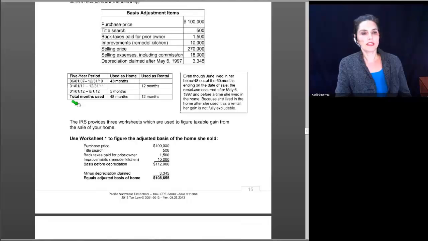So then we look over at this table to see how all of the days of use are going to work out and when the days of use are. You can see here that she lives in the home from June 1st, 2007 through December 31, 2010, a total of 43 months. She then moves out for 12 months, and then she moves back in for 5 months. So you can see that the total months used is 48 months, and the total months of rental is 12 months. But the problem is that these 12 months precede a period of time where she lived in the home. They do not all follow it. Because they don't all follow it, she's going to have a partially taxable gain.